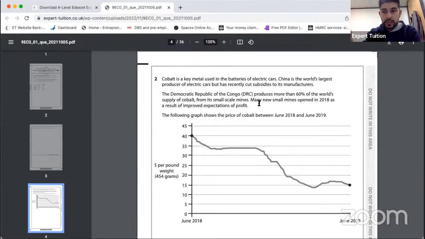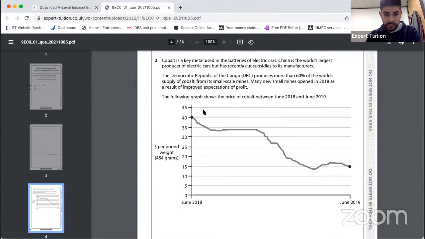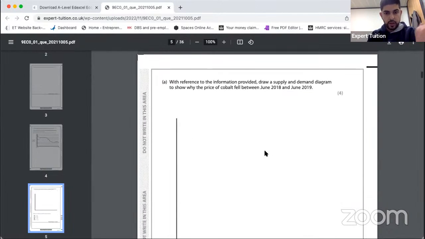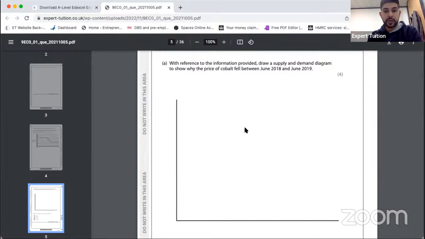If there are new mines, what's shifting? Now it's supply shifting outwards. The following graph shows the price of cobalt between 2018 and June 2019. What's happened to the price? We can clearly see the price is going down. With reference to the information provided, draw a supply and demand diagram to show why the price of cobalt fell between 2018 and 2019. In an ideal world, I'd be drawing it on my pad. This is not an ideal world, so we're going to annotate it. Hopefully it will be pretty clear.